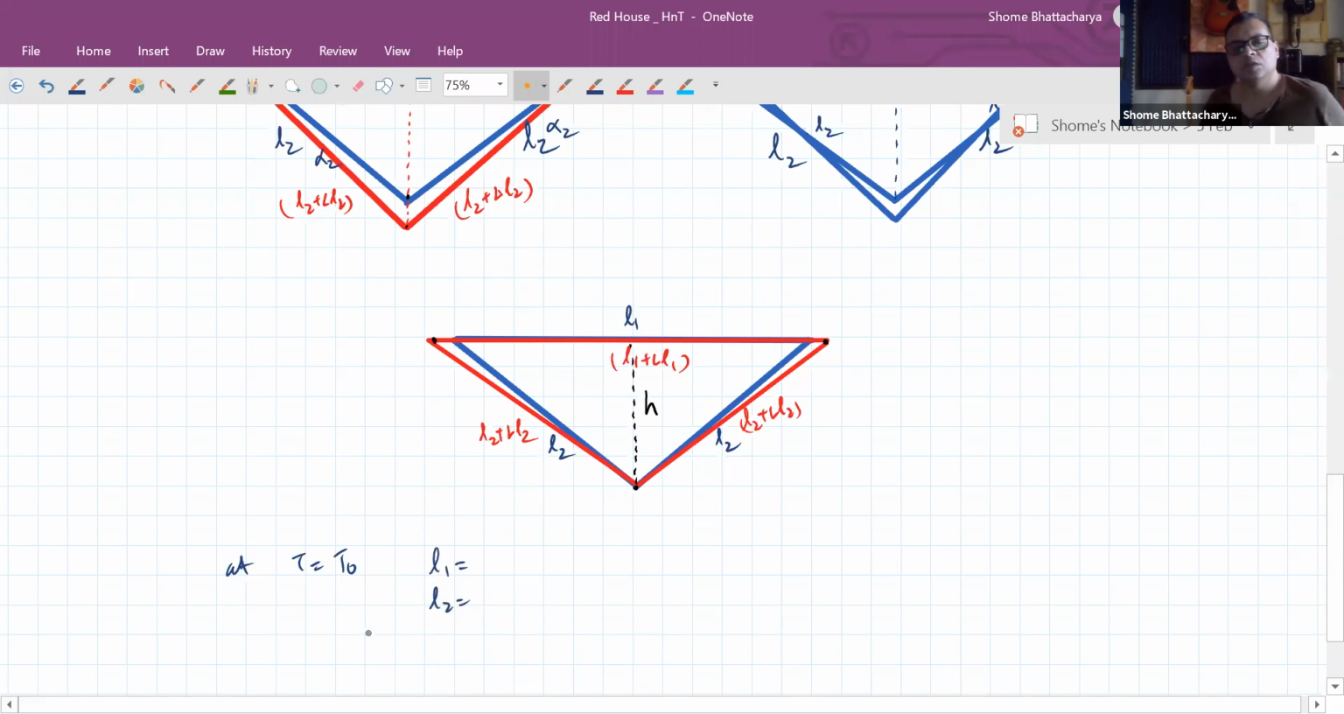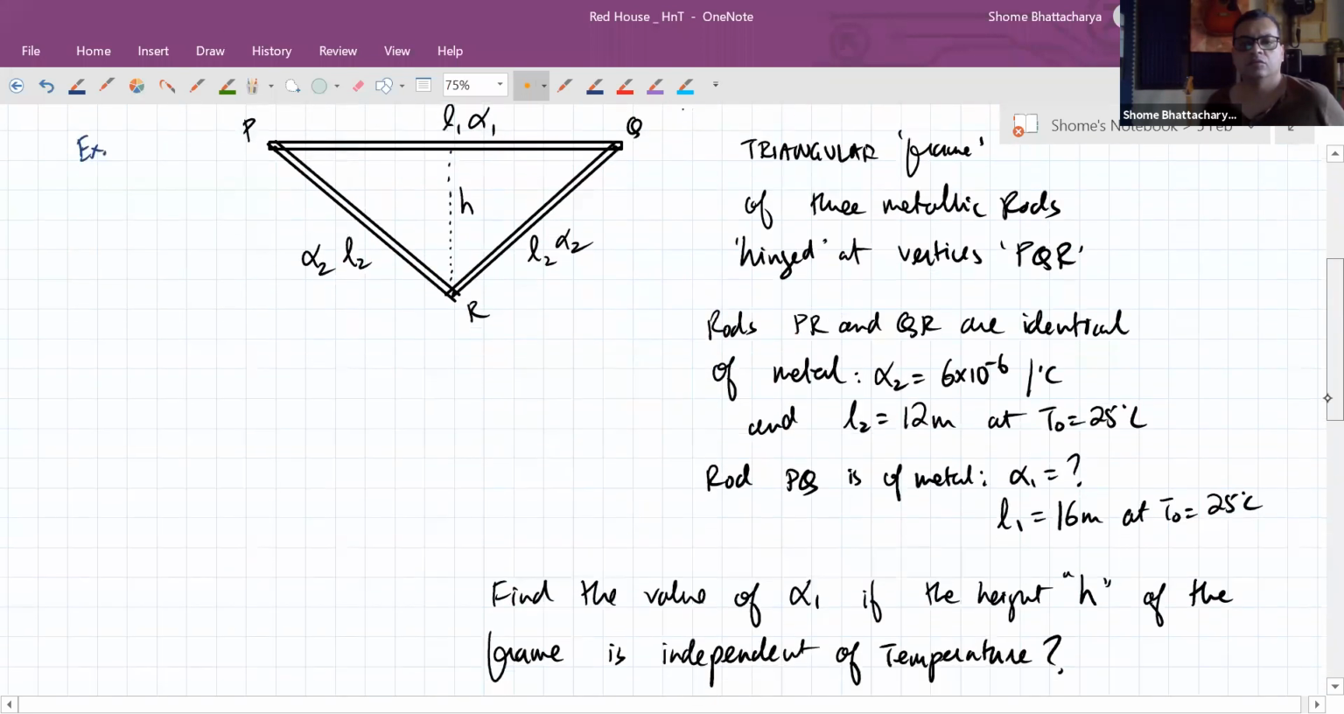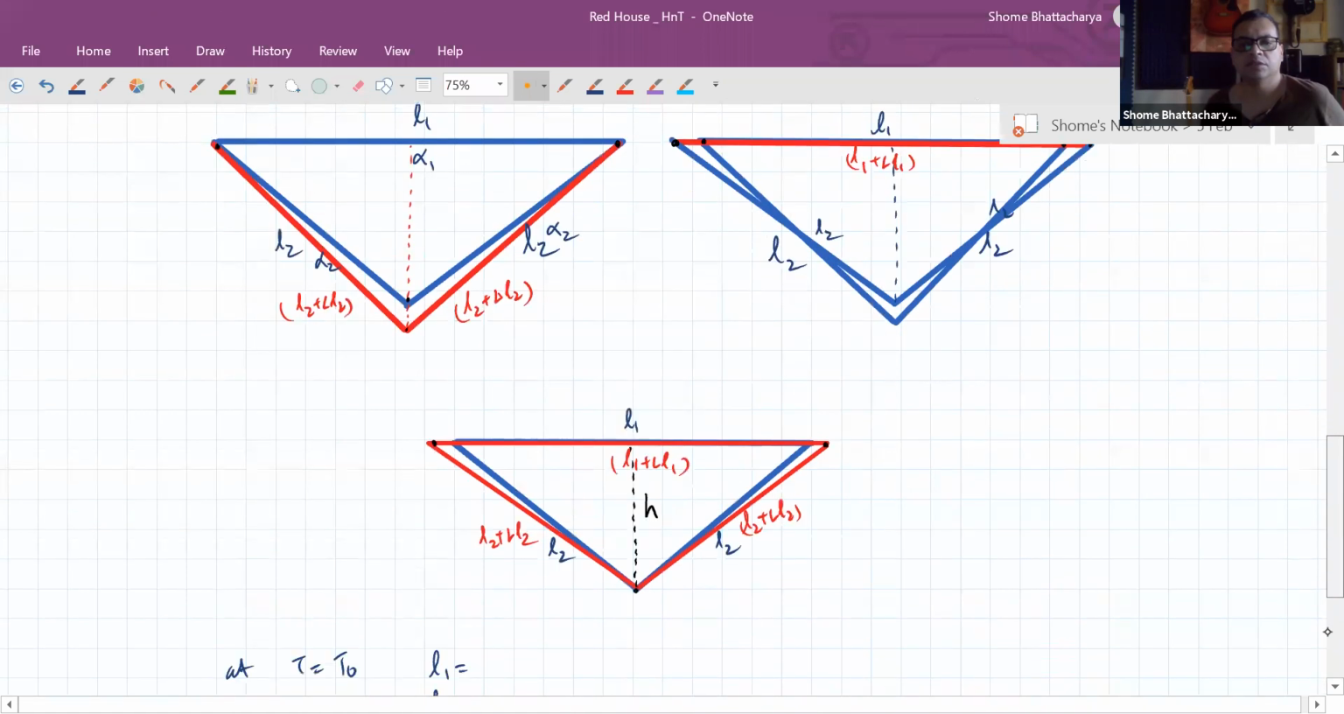So the height is square root of L1 square by 4 plus L2 square. Where I'll just substitute the values of L1 and L2 given, which was 16 meters and 12 meters respectively.